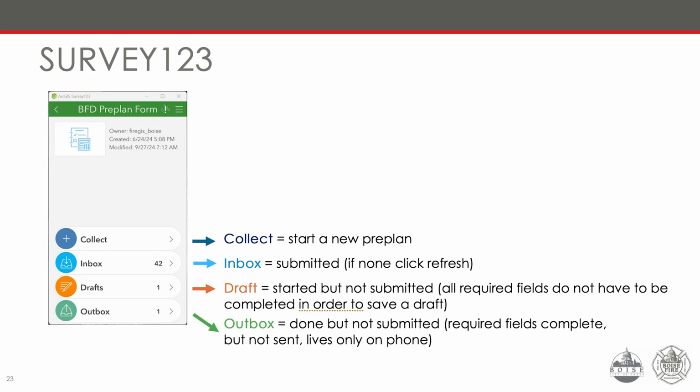Draft is, if you click the X in the left-hand corner, it will prompt you to save a draft. If you've saved a draft, it will show up here. And then if you've sent anything to the outbox instead of submitting it to the cloud, it'll show here. The difference between draft and outbox is you've either completed the required fields or you haven't.